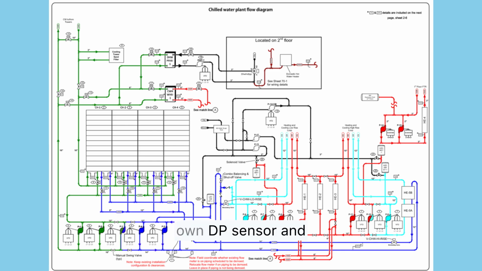Each bank has its own DP sensor and a bypass valve, VCHW-DP. The pump VFD modulates based on the bank's DP value, and to avoid deadheading or to ensure minimum flow for the module, the bypass valve opens or closes when required.